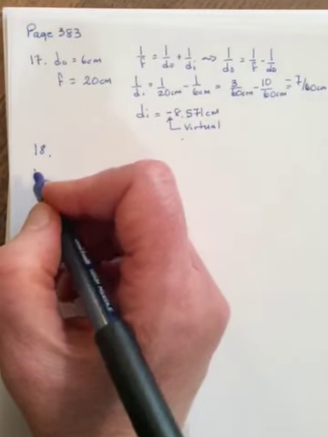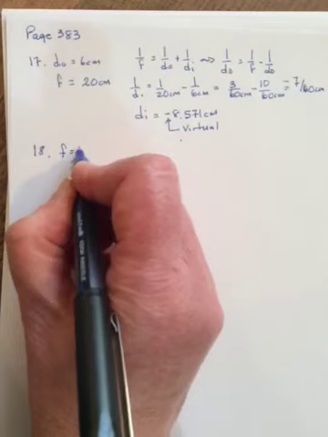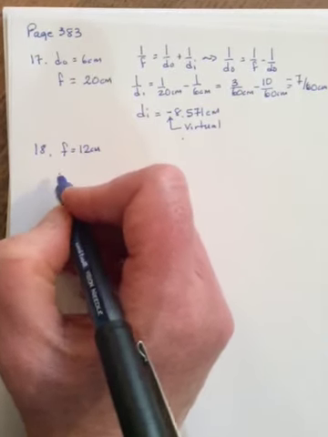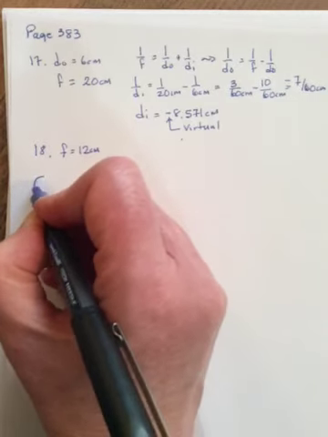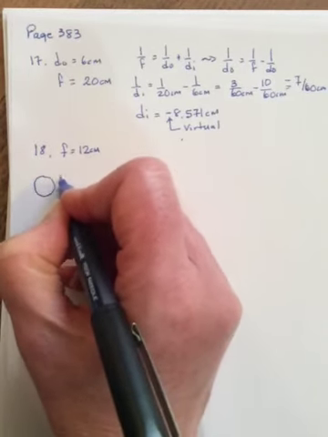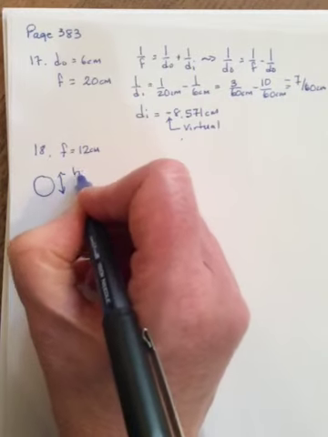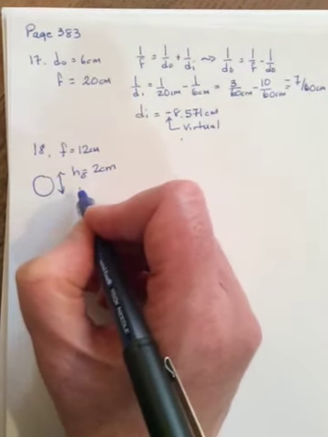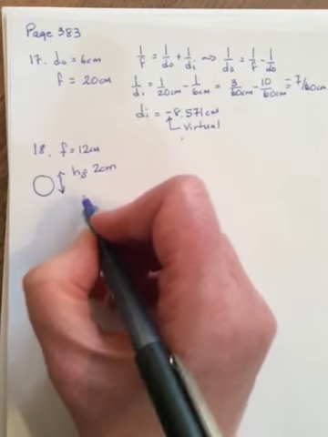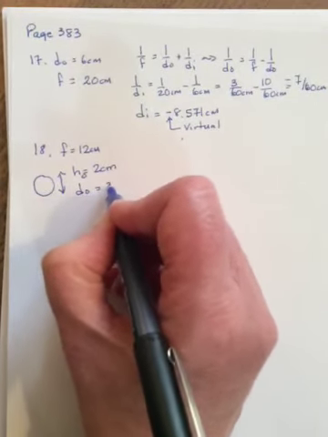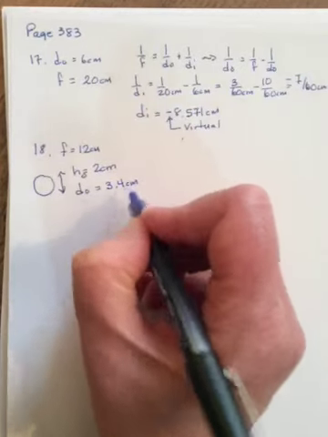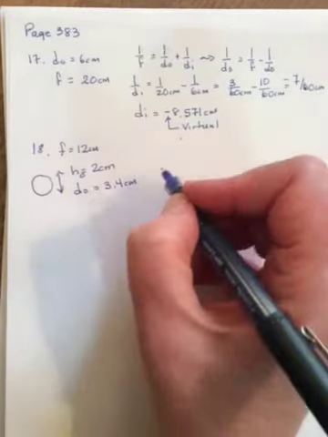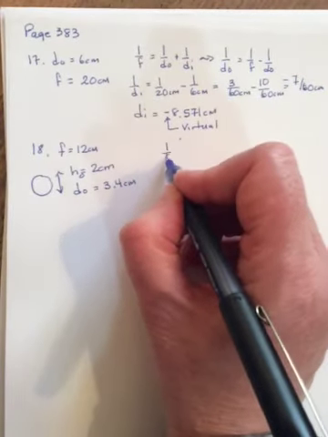A magnifying glass has a focal length of 12 centimeters. F is 12 centimeters. A coin 2 centimeters in diameter, so imagine the coin standing up on its edge. The 2 centimeters in diameter then would be the height, HO, 2 centimeters. Is placed 3.4 centimeters from the lens. DO, 3.4 centimeters. And it wants to know what is the location, which is DI, and what is the diameter, which is HI. So first, DI.